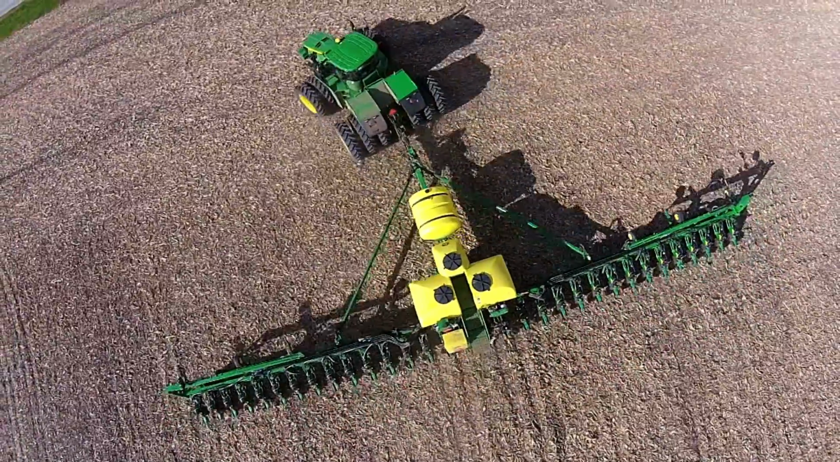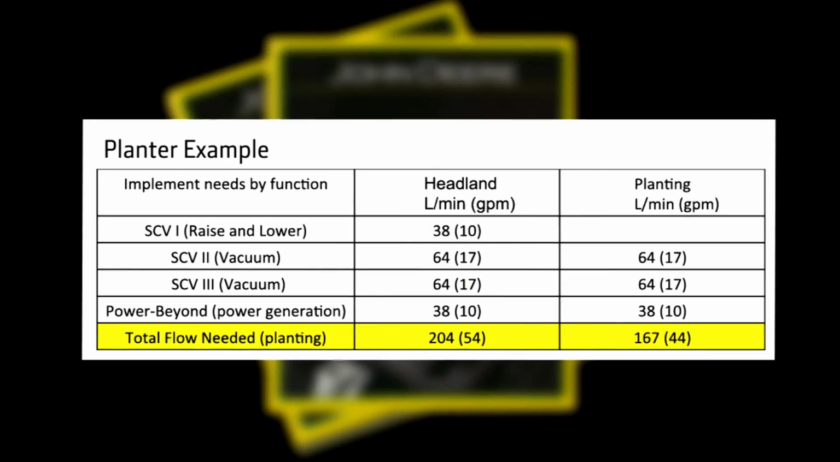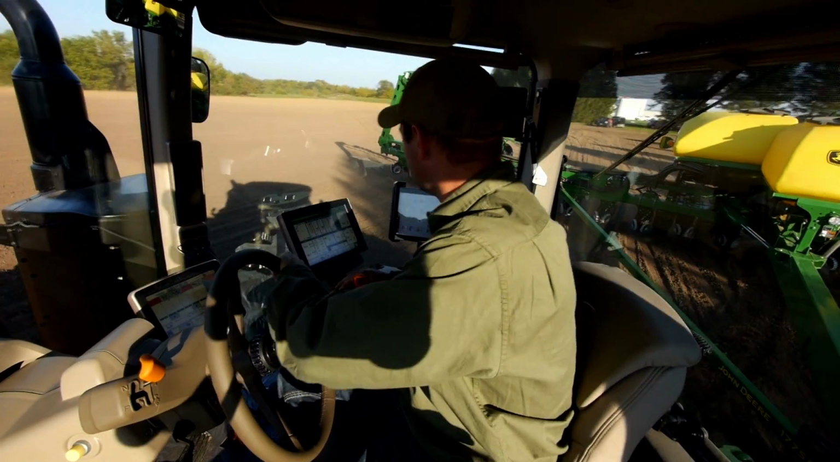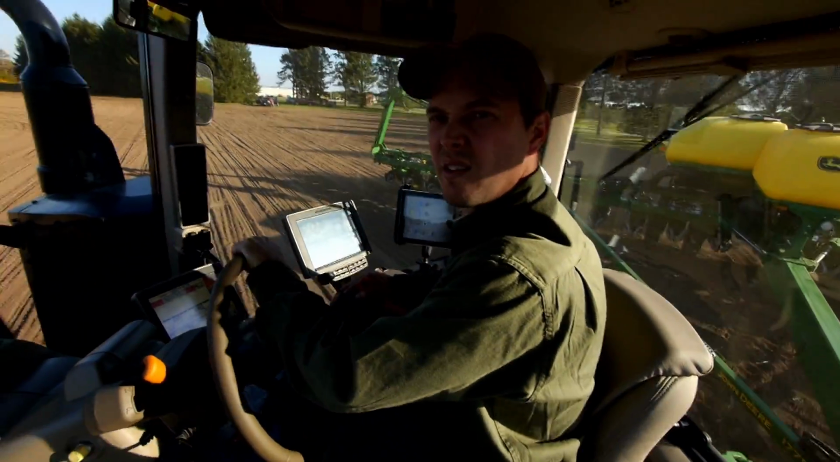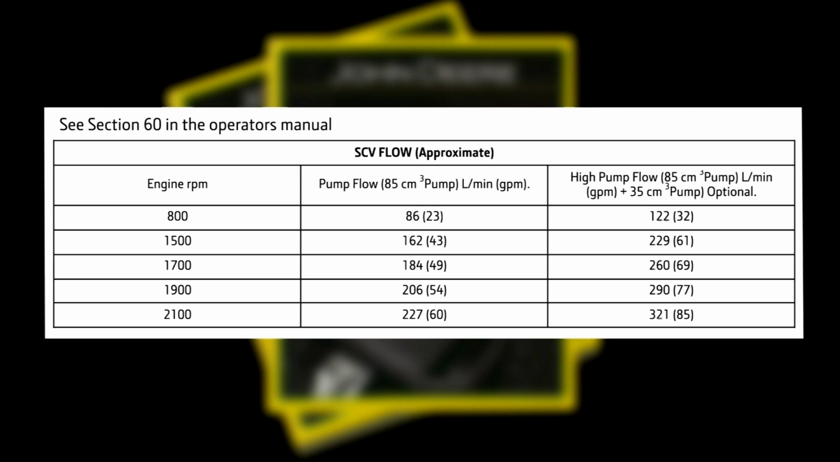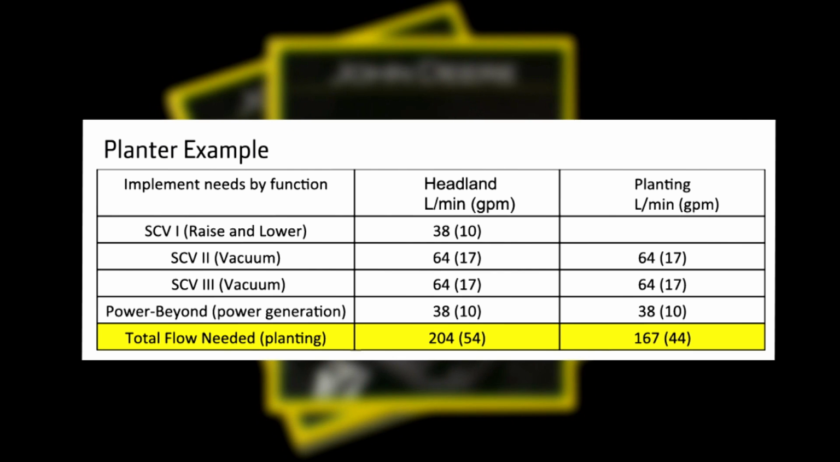Now that the flow is set for each SCV, find the total hydraulic flow required during planting and during headland turns. This will determine the minimum engine speed needed to supply enough flow from the hydraulic pump. In section 60 of the operator's manual, find the hydraulic pump flow at various engine speeds. You can see that we have added up the flow demands for planting and for headland turns.